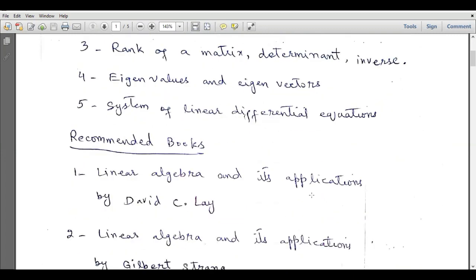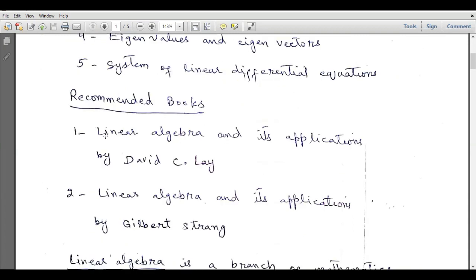And for this course, the recommended books are as follows. The first book is Linear Algebra and its Applications by David C. Lay. And the second recommended book is Linear Algebra and its Applications by Gilbert Strang.